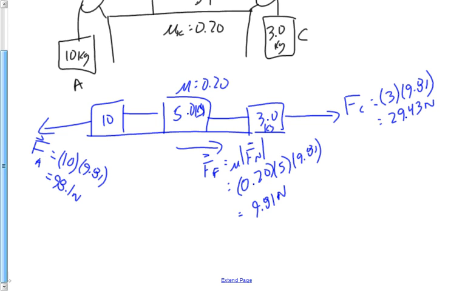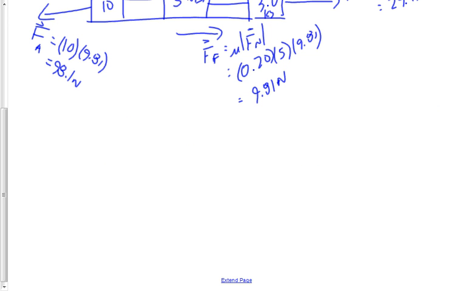And now I've got to do my next step, which is to say F net is equal to the sum of those forces. FA plus FF plus FB. Doesn't matter what order you add them in. Okay, if you completely reverse them, that's fine. The next step is to say that's all equal to M times A.